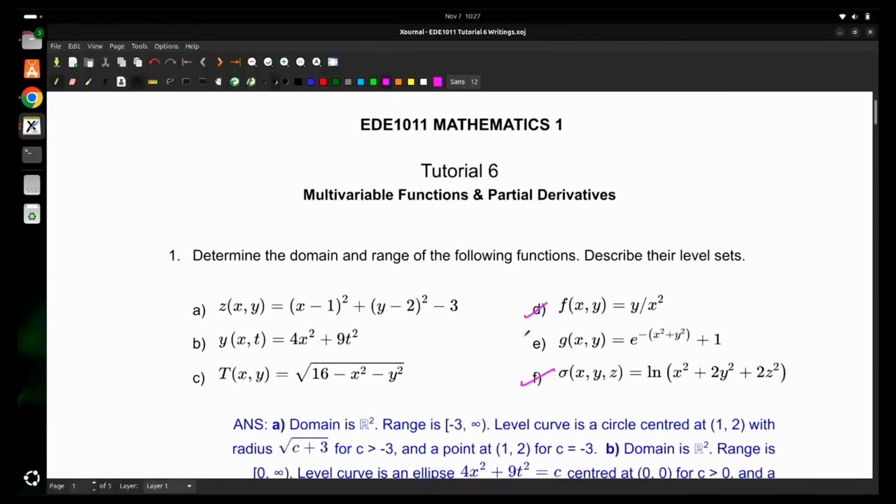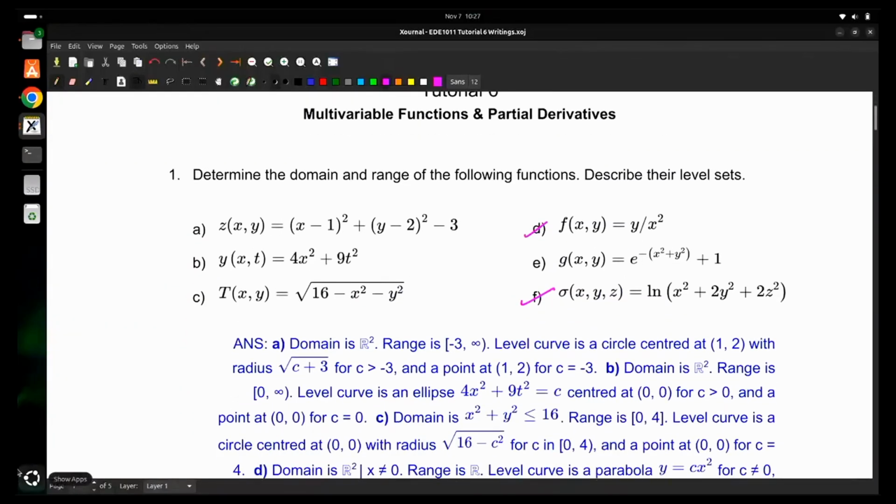Okay, so for question C, because you cannot root a negative number, the requirement is that this argument, the rooted expression here, must be more than or equal to 0. So then you just rearrange terms, and you get x squared plus y squared must be less than or equal to 16.